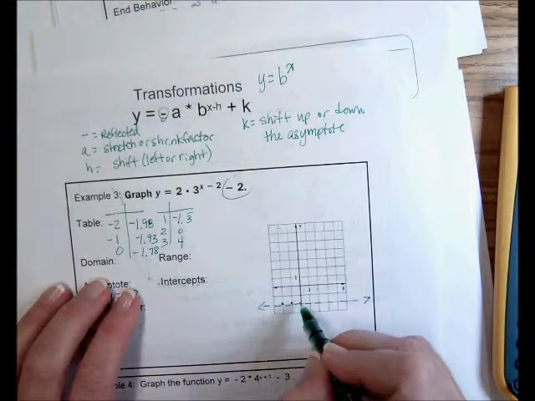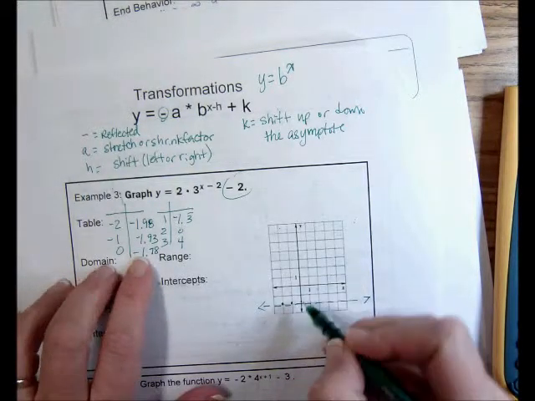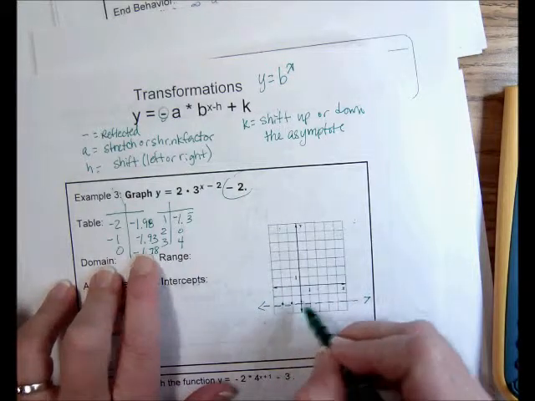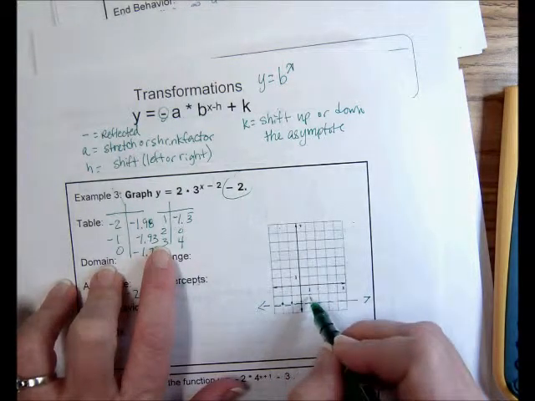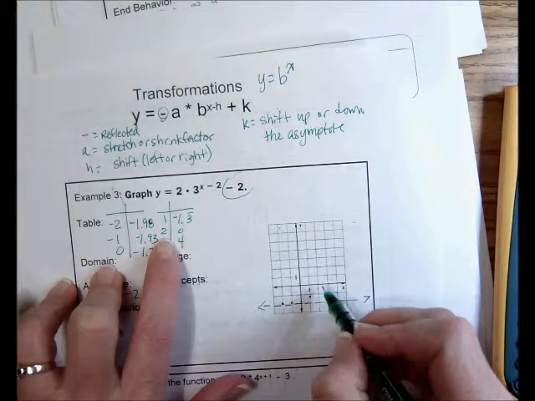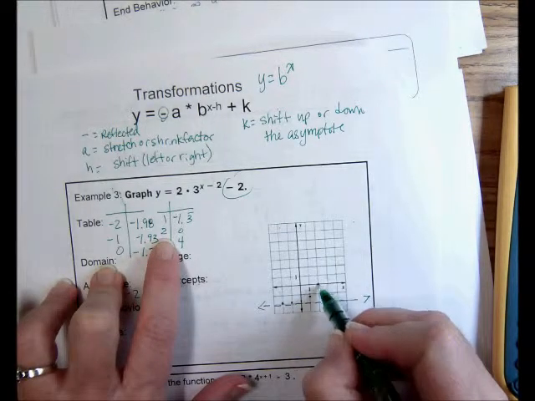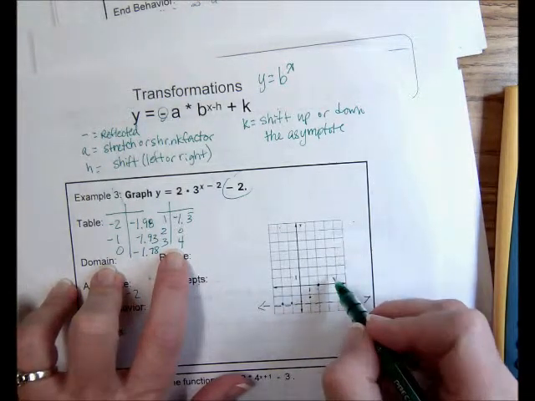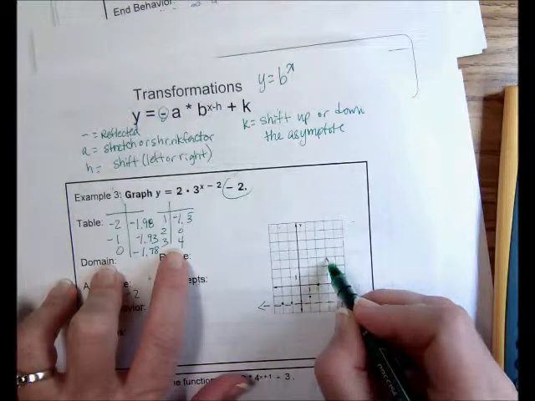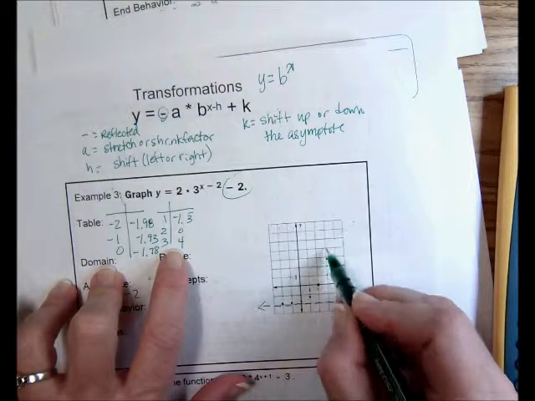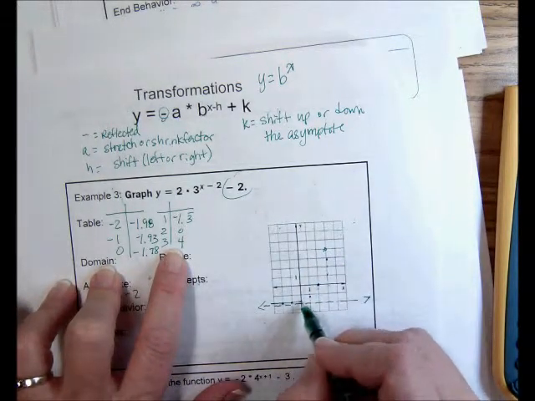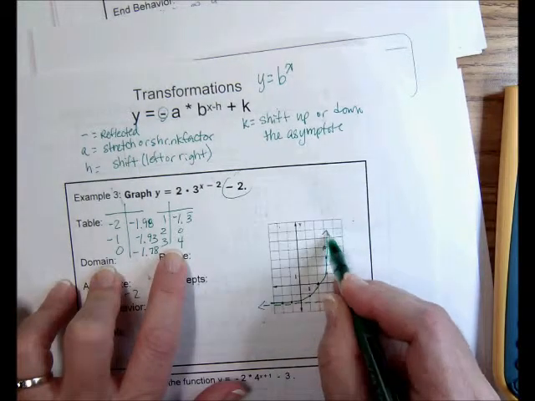It gets closer and closer to -2 on this edge, and I have 1 and -1.3, 2 and 0, and then 3 and all the way up to 4. So my graph looks like this, and it has a shift.